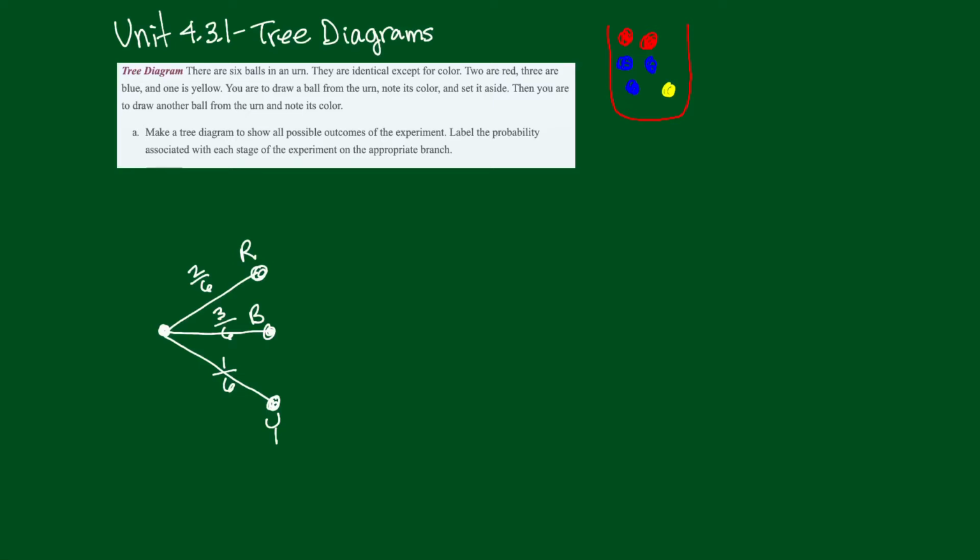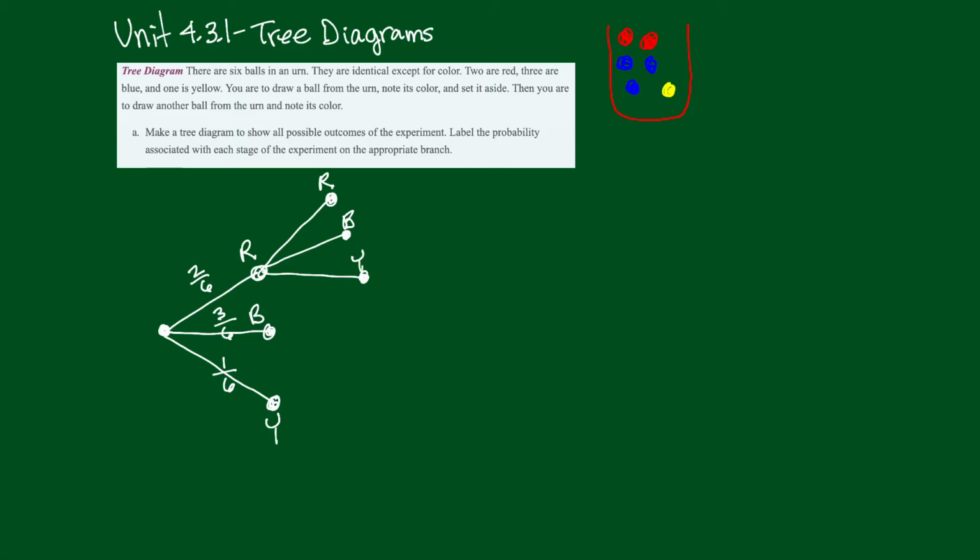Now, let's go to the second draw. So suppose we got a red. We're up here on this branch. Suppose we got a red on the first draw. Now, what could happen on the second draw? Well, we could still get a red, a blue, or a yellow. So let's draw branches for those. Red, blue, or yellow.